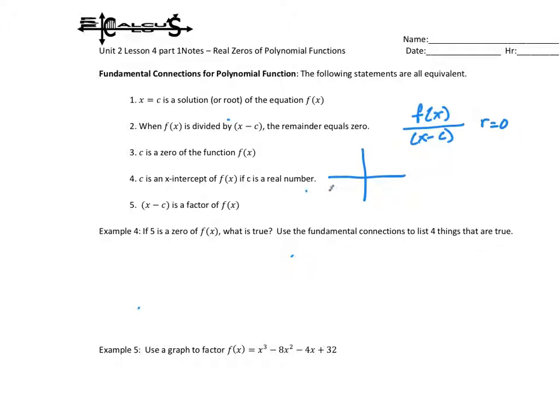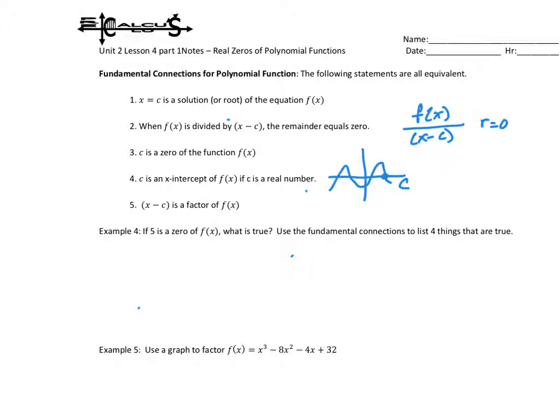So let's say we have this function. We know that that would be c there. And lastly, we know that x minus c is a factor of f of x. All right, so to help that sink in your brain, we're told here, if 5 is a 0 of f of x, what is true? Use the fundamental connections to list 4 things that are true.